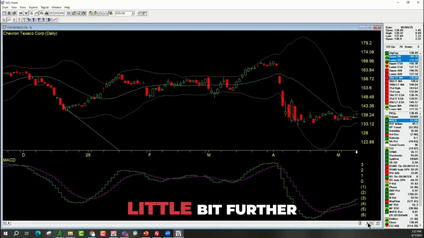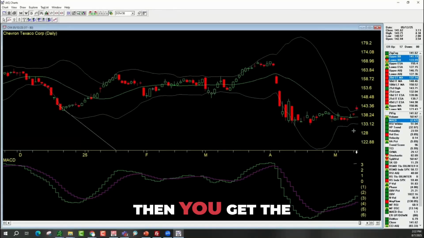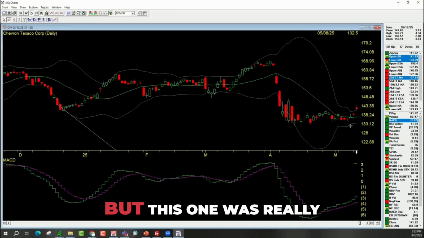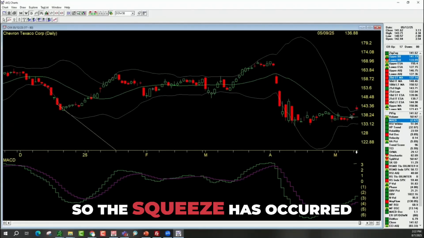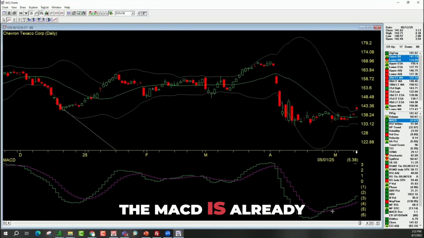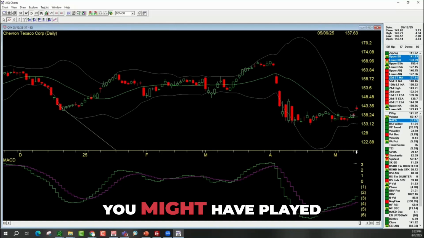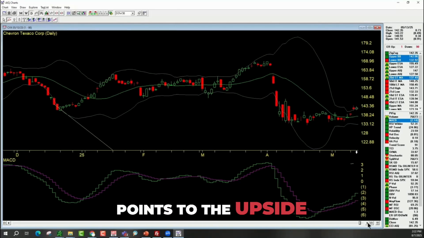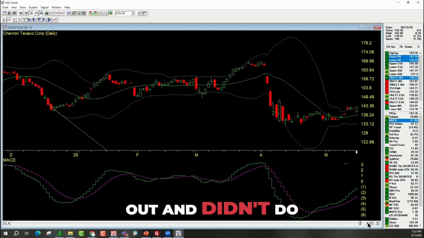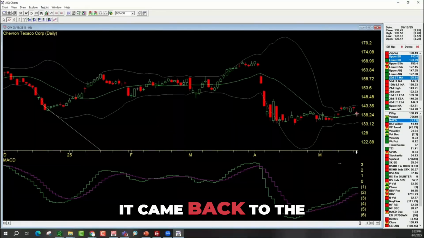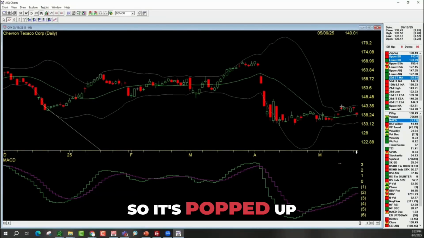And then we go on a little bit further, and it squeezes again. Then you get the real squeezes right here, but this one was really, really short term. So the squeeze has occurred. The MACD has already crossed over back here, so your entry is going to be around about here. You might have played this for a few points to the upside before this thing flattened out and didn't do a great deal. As you can see here, it came back to the MA band, so it's popped up. There's the squeeze, got a very small gain on that.